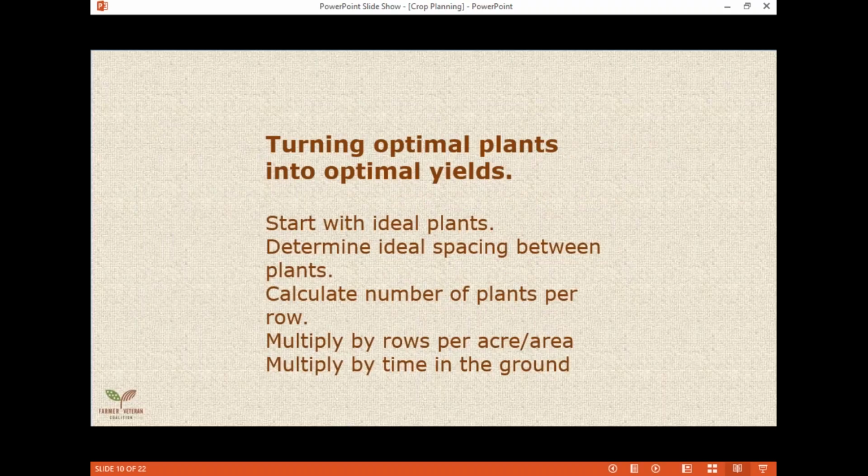Turning optimal plants into optimal yields, you take that ideal plant growth, you figure out how to space it within a row, you figure out how many rows you're going to have in your area, in your acre, and then you also consider how long that crop's going to be in the ground. So you're multiplying your ideal plant times the amount of space you're using times the amount of time you're using that space.